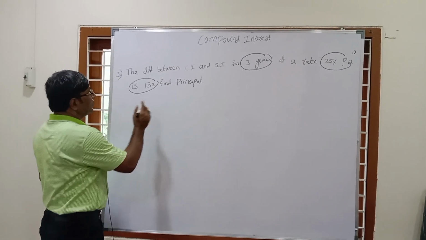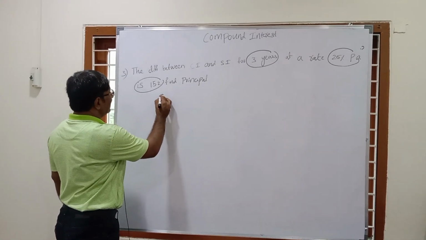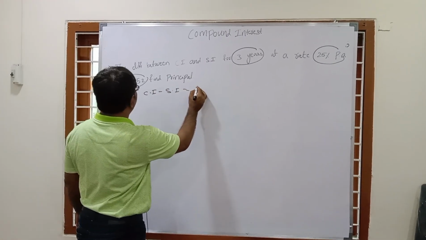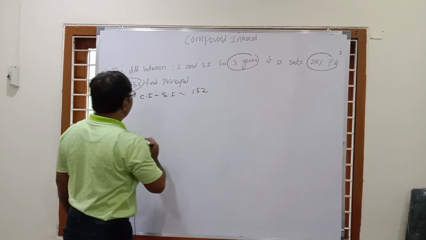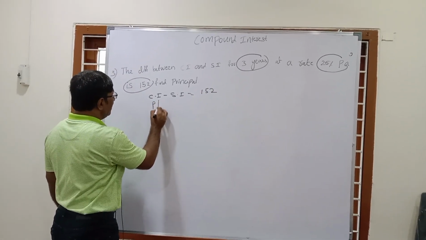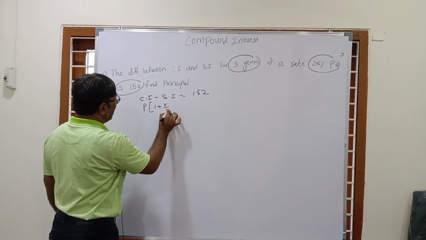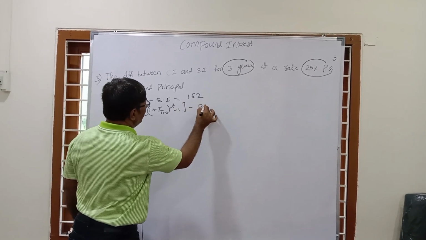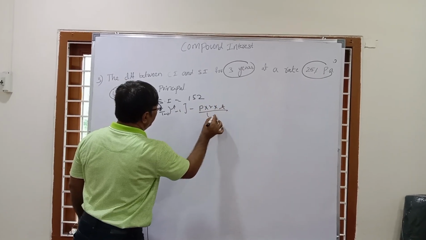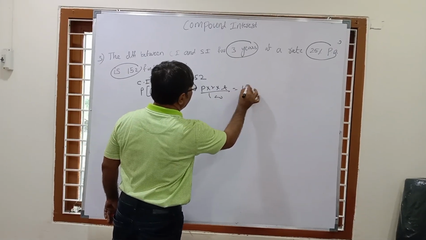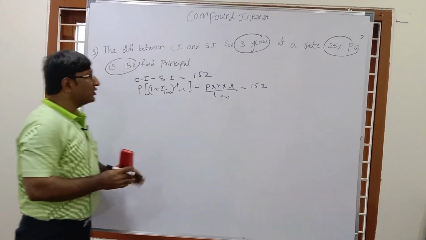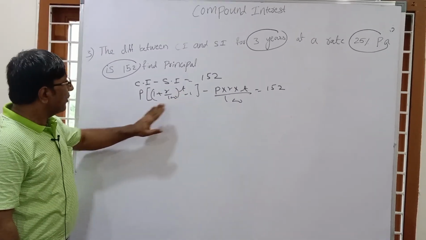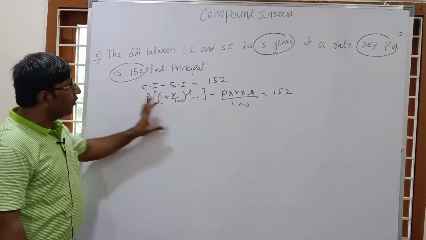If we go for this question from the basic, then compound interest minus simple interest is equal to the given 152. Compound interest formula is P into (1 plus R upon 100) to the power T minus 1, and simple interest is P into R into T upon 100, and this equals 152. If we solve this question by this basic method, we have R and T, and we have to find P. It takes a lot of time.